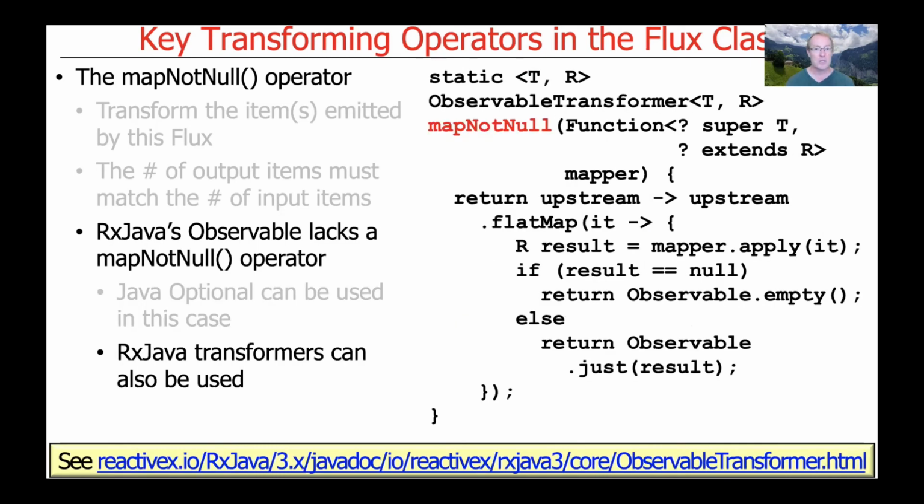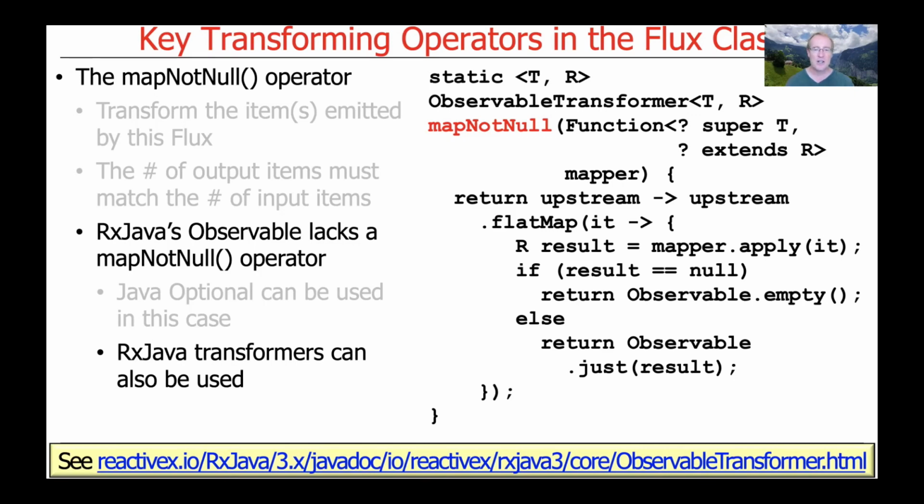Another way to do it is to use something called transformers. Here's a transformer method that we might write. As you can see in this particular case, we're going to take a mapper, and if we end up getting a null back after we apply the mapper to the item, then if the result is null, we're going to return an empty observable. Otherwise, we're just going to return the observable by using just.